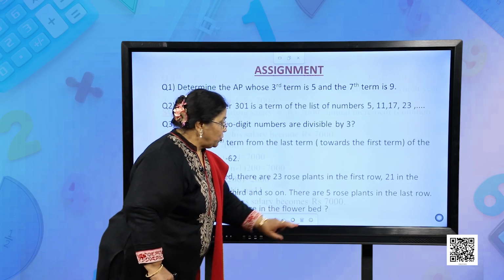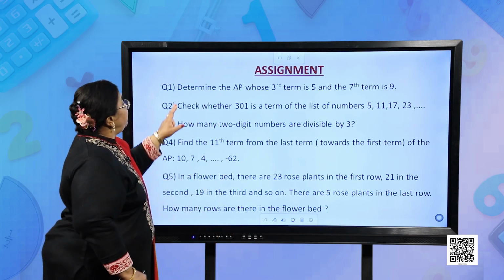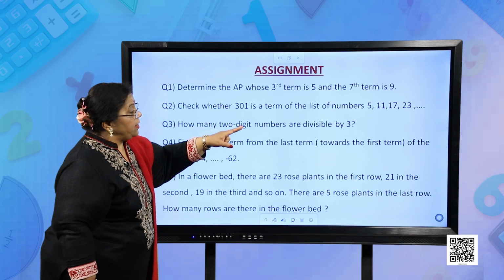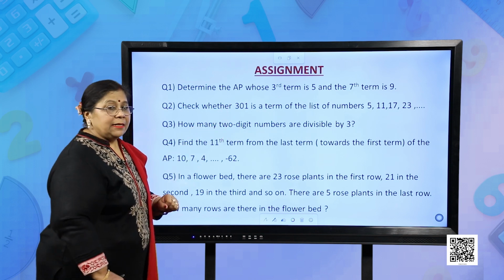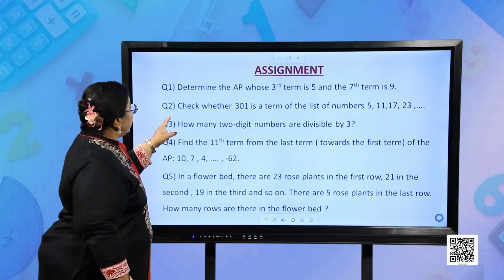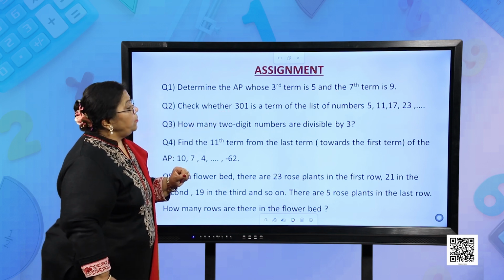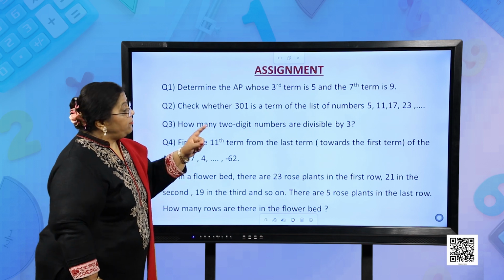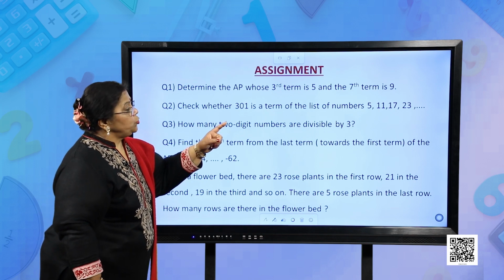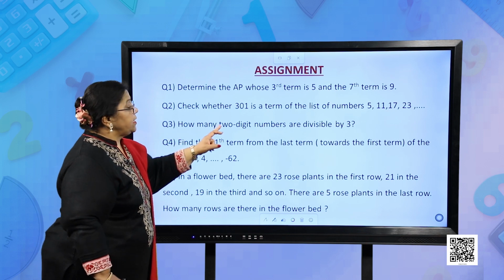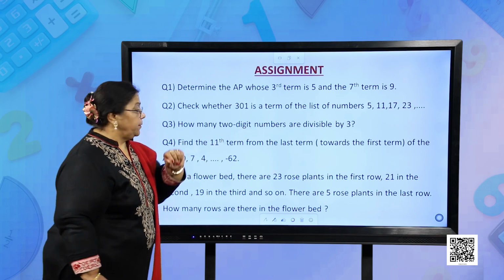Now, you take down some questions for homework. We have first question for you. Determine the AP whose third term is 5 and the seventh term is 9. Second question, check whether 301 is a term of the list of numbers 5, 11, 17, 23 and so on. Third question, how many 2-digit numbers are divisible by 3?